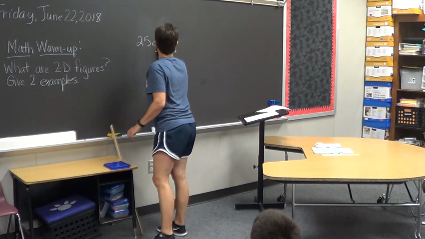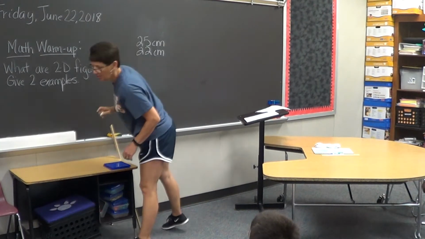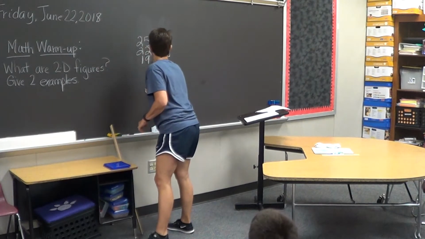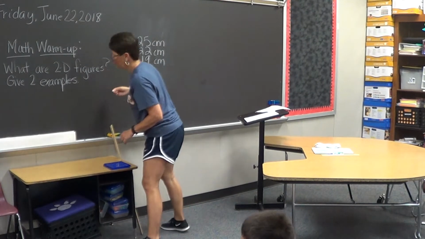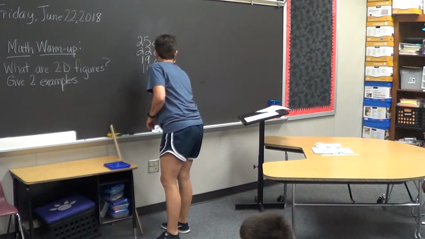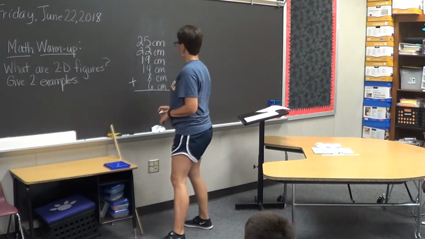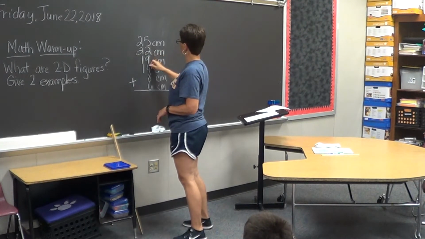25 centimeters, 22 centimeters, 19 centimeters, 14, 6, 8, and I'll do 6. All right, and what are you going to do with those? Now I'm going to add all of them up, but I have to add the tens place first.